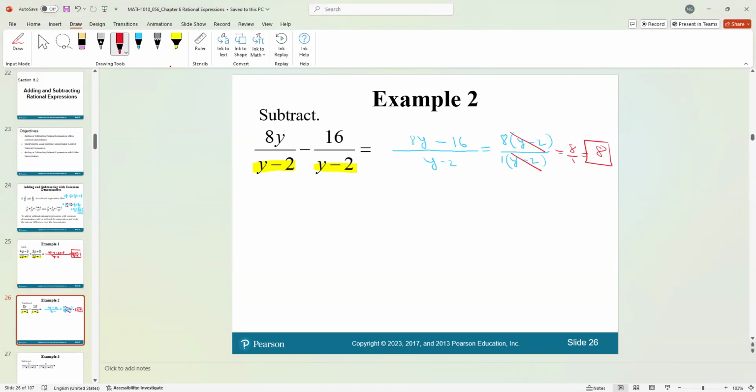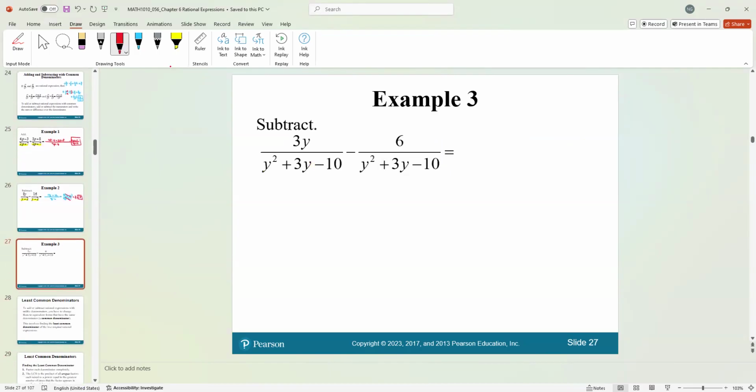So the final answer would be a real number. We can do something that is a little bit more complicated. Like here, even though the bottom part has 3 terms, you need to compare them one by one: x squared, 3y, negative 10. So we are really certain the denominator is y squared plus 3y minus 10, and on the top we have 3y minus 6.